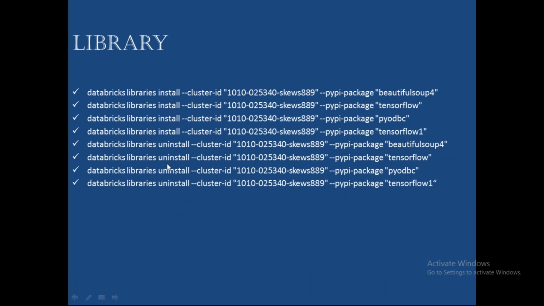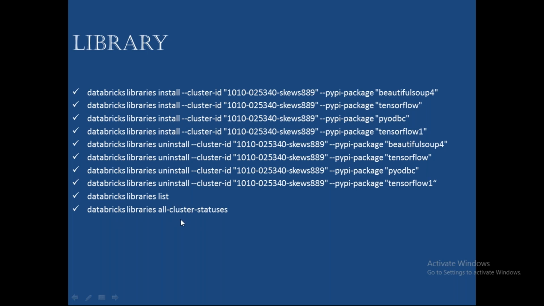Instead of install, you just have to use uninstall if you want to uninstall any library. Next, if you want to see all the libraries which we have installed, you can use databricks libraries list. Next, if you want to see all the libraries installed on all the clusters, then you can use databricks libraries all-cluster-status.